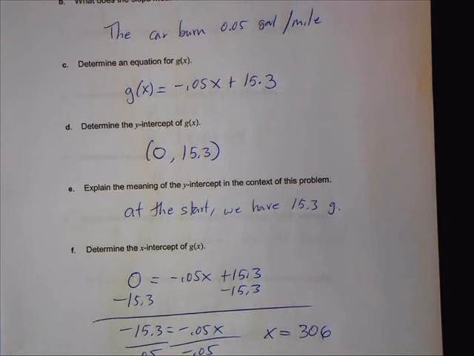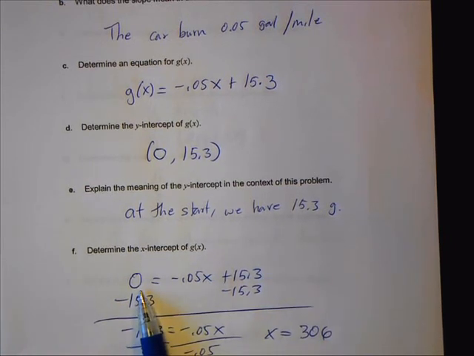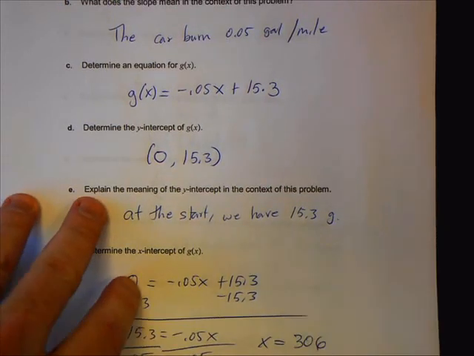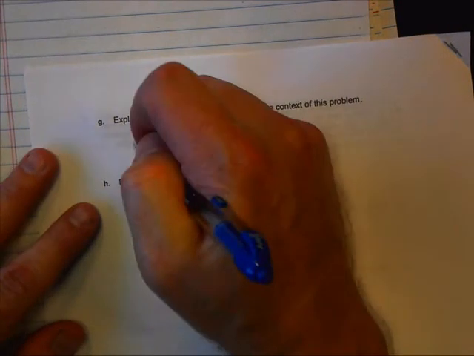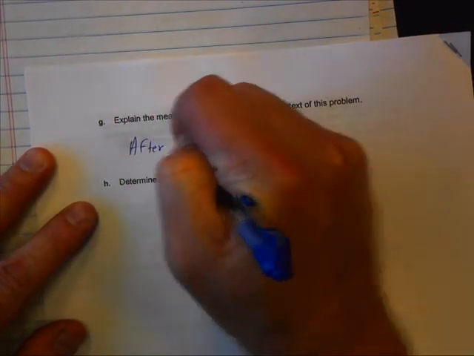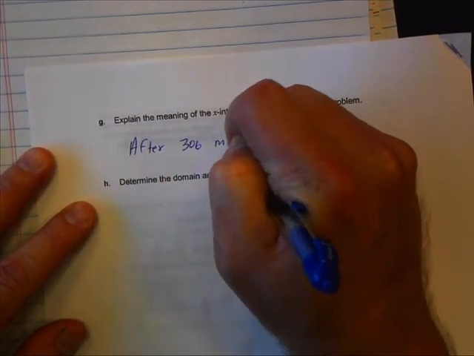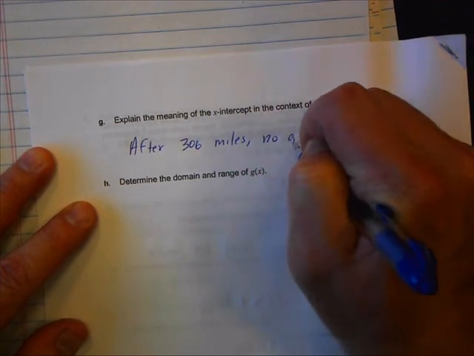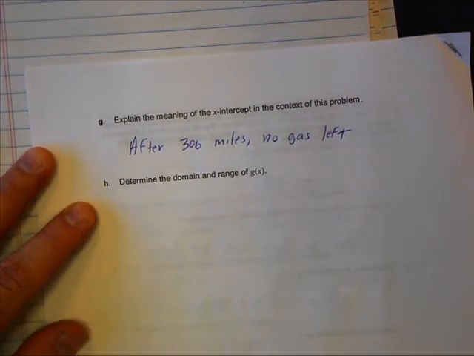So what does that mean? It means 306 is how many miles you can go. So when you've driven 306 miles, what's going to happen? You have no gas. So that's the very next question. Explain the meaning of that. When you drive 306 miles, after 306 miles, no gas left. You used it all up.